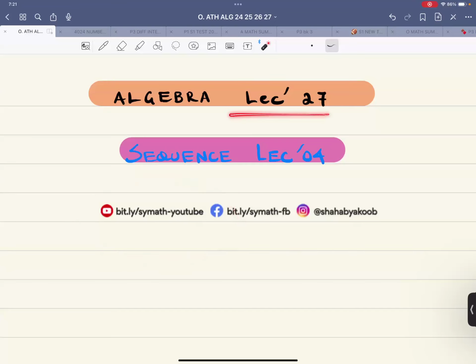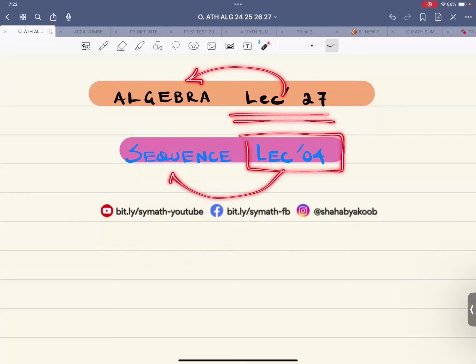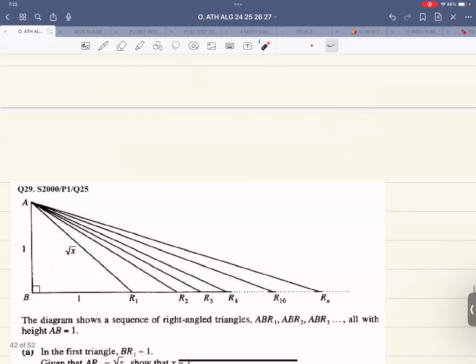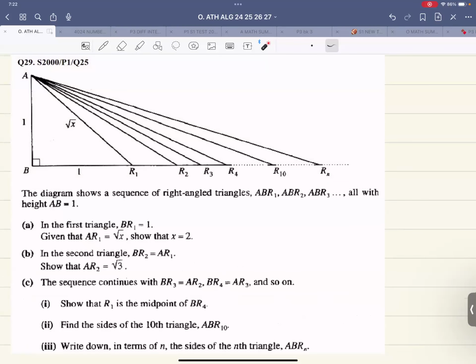We are on lecture number 27 of Algebra and the fourth and the last lecture on sequence. So let's get going. Let's look at this question. It's a question about right angle triangles. The diagram shows a sequence of right angle triangles ABR1, ABR2, ABR3, all with height AB equals to 1.